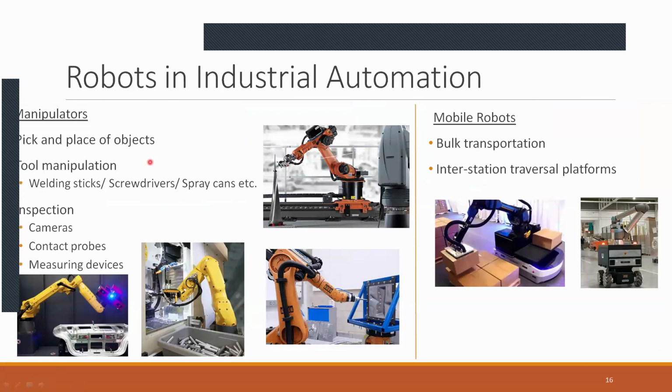So from this slide onwards, towards the remainder of the lecture and the remainder of the module, my focus will be exclusively on industrial robots used for industrial automation, right? Now industrial automation can be broken down into manipulators and mobile robotics, as I mentioned earlier on.